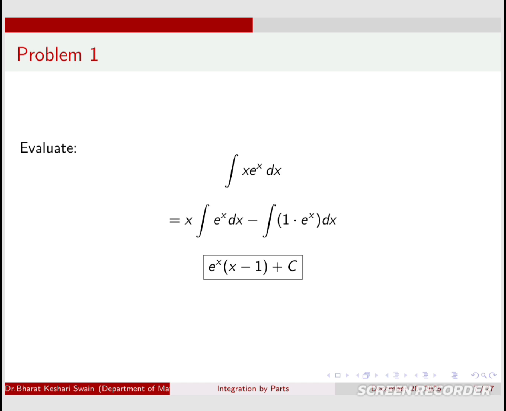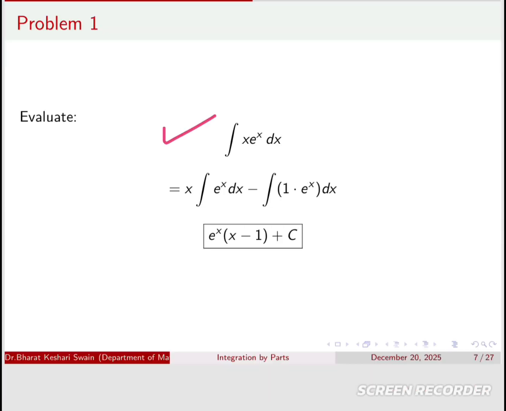Come to the problem. Just remember these things, not more: only this formula, and the order of the functions, how to choose first and second function, and we can do problems like this. Suppose this is the integration of x into e to the power x dx. See here, this is a product of two functions, one is x, another is e to the power x. So here we have to choose first and second function.